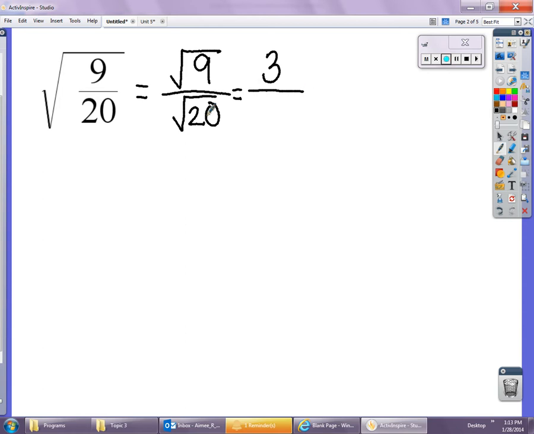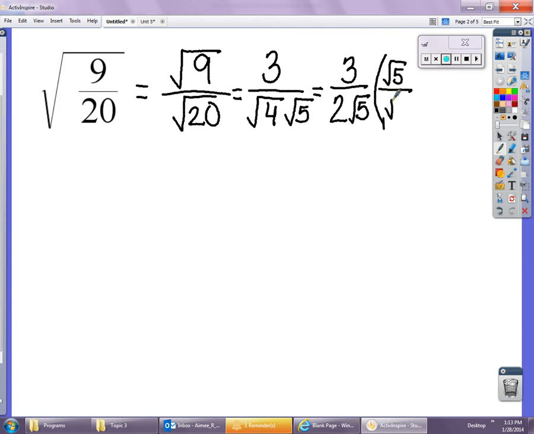Okay? Now, root 20 I can break up into 4 times 5. And I know that 4 is a perfect square factor. Now, if you wanted to go ahead and just multiply by root 20 over root 20, you could also do that. But this is just going to make my numbers a little bit easier to work with. Okay? So that's going to leave me with 3 over 2 root 5. Now the only thing I have to get rid of now is the root 5. So that's what I want to multiply the numerator and the denominator by, is root 5 over root 5.